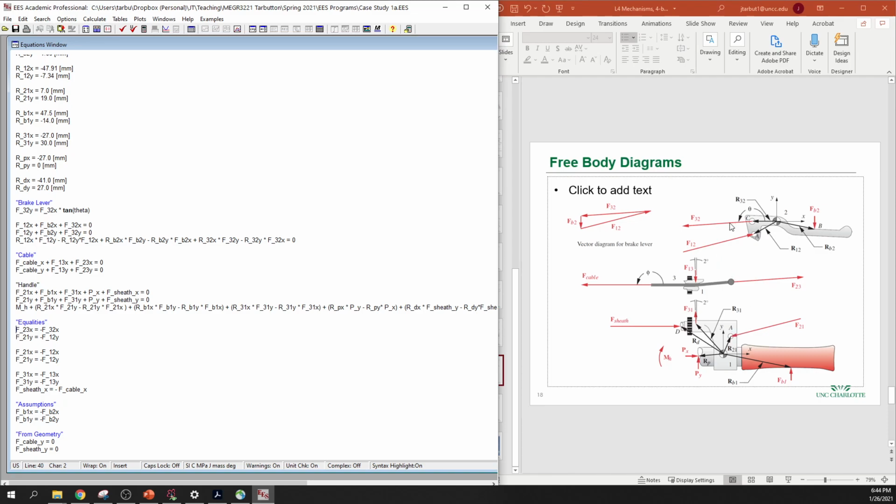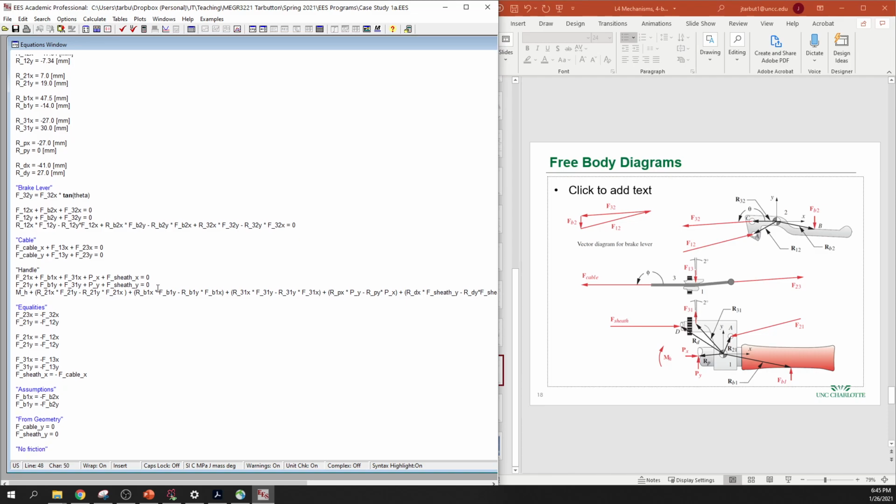We don't know what all the internal forces are, and that's the beauty of EES. It's going to tell us what they are from what we know. As long as we have the same number of equations and unknowns, it'll solve. And as long as we didn't enter the wrong numbers, we should be good to go. So then we have these equalities where we have the equal and opposite forces between the different bodies. So this is between body 2 and 3, body 2 and 1, body 2 and 1, body 3 and 1. Okay.